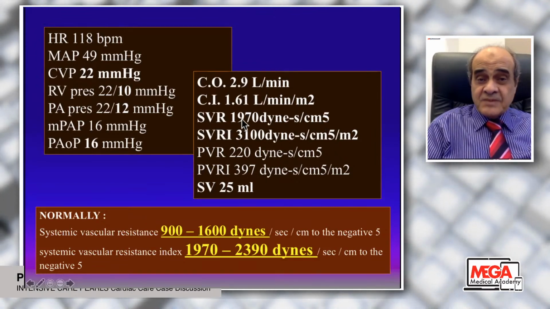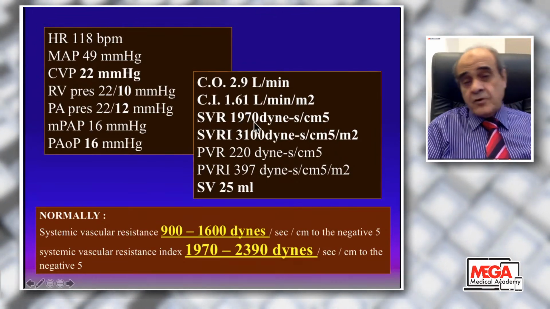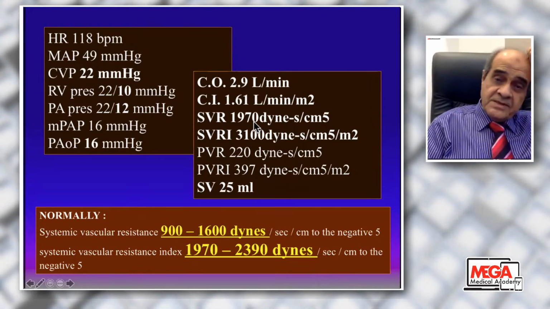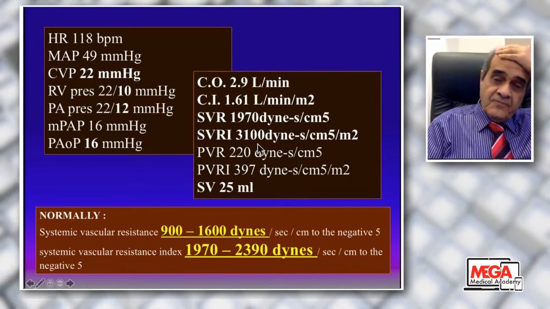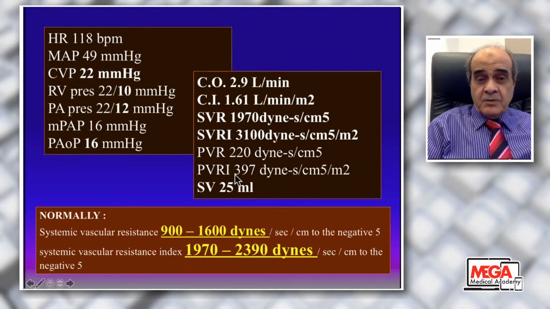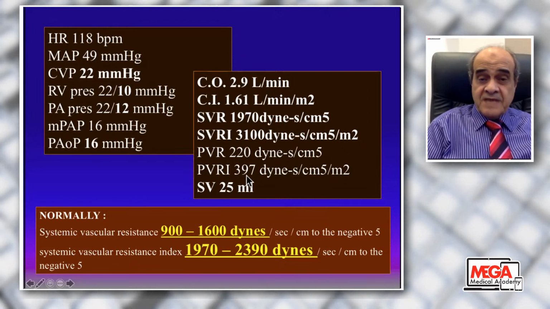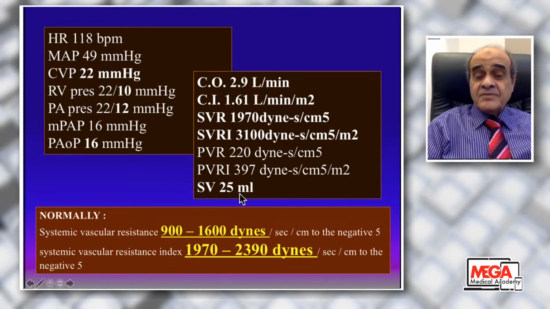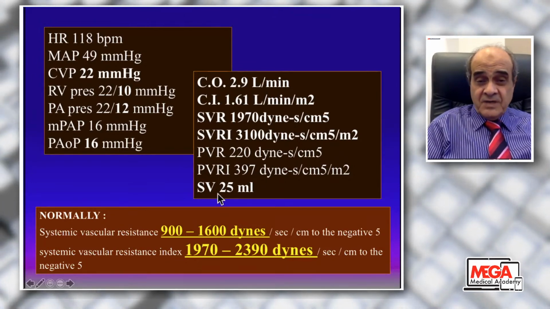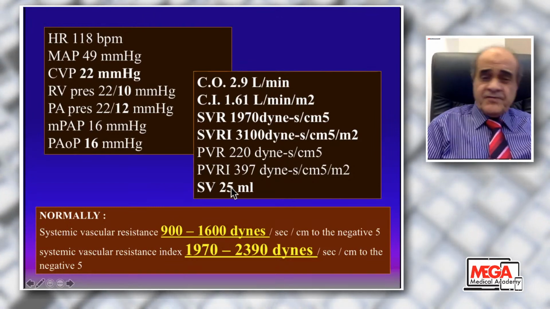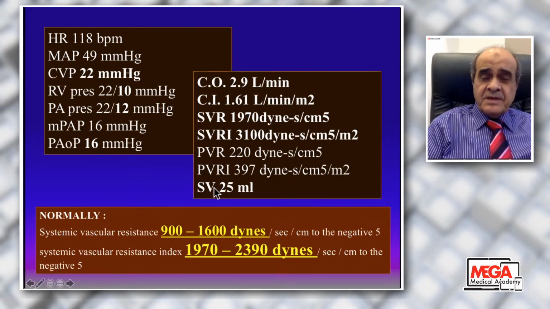So the systemic vascular resistance is very high, maybe from noradrenaline or maybe from compensation by the patient through sympathetic overactivity. Pulmonary vascular resistance 220, pulmonary vascular resistance index 397, also raised. Stroke volume 25 mL is very, very low. Normal stroke volume is about 50 to 100 mL per beat.